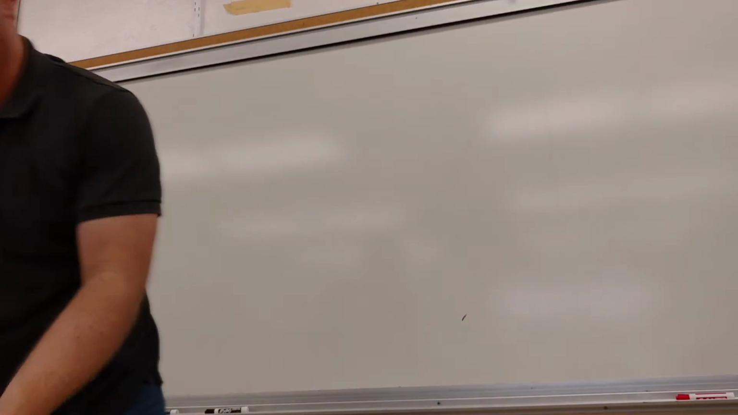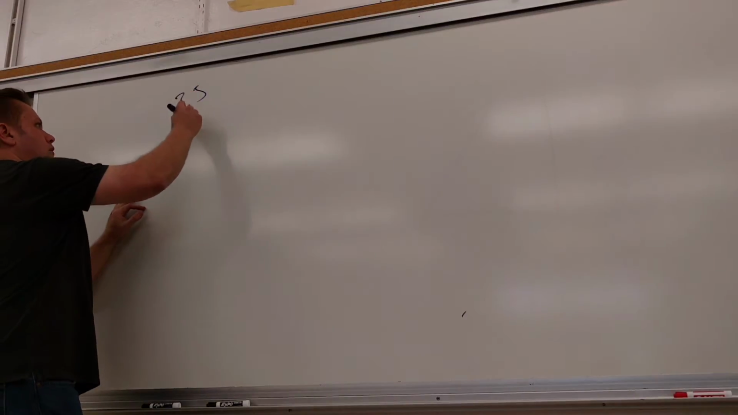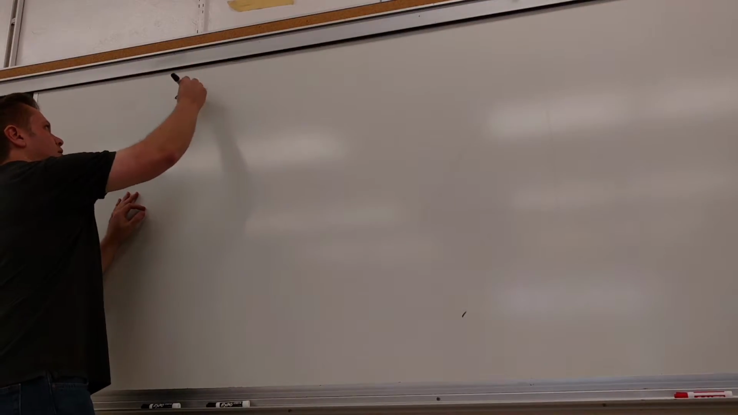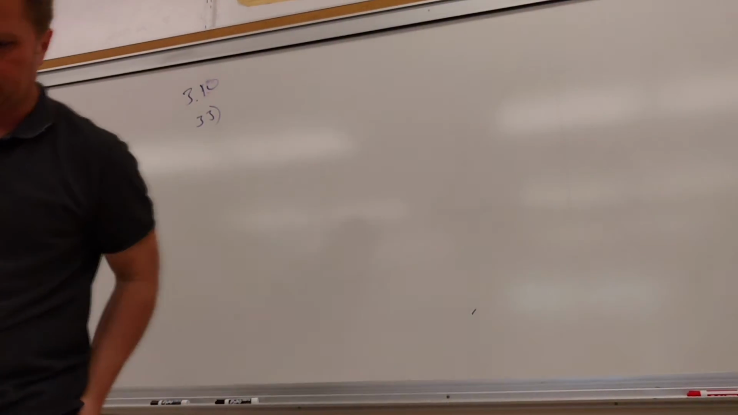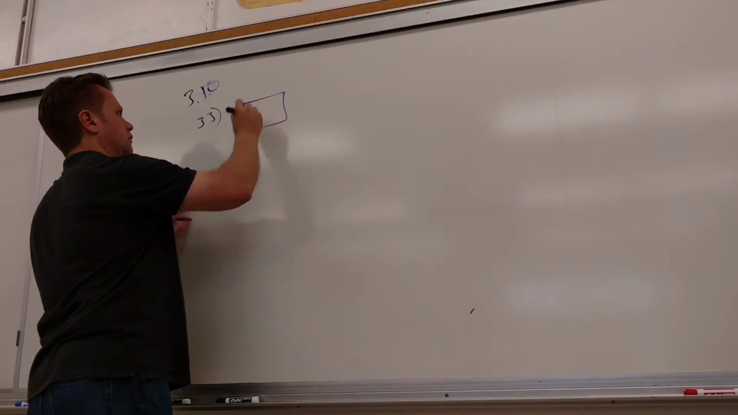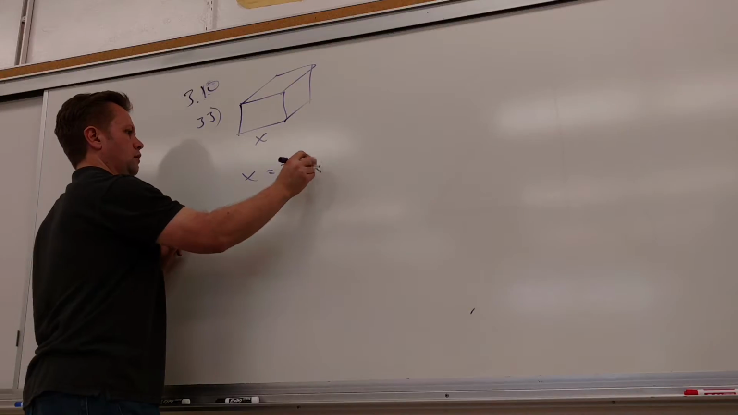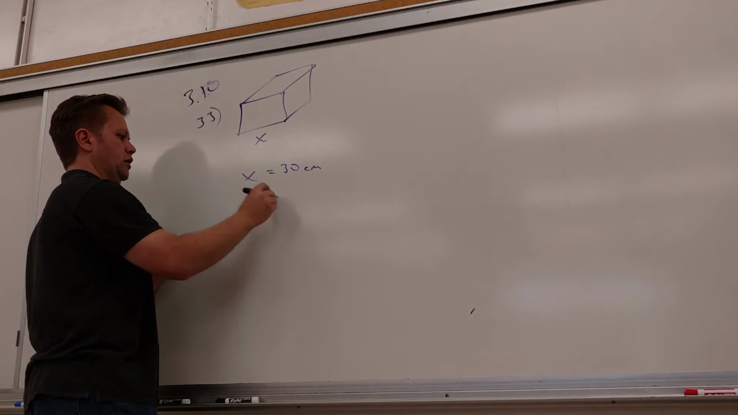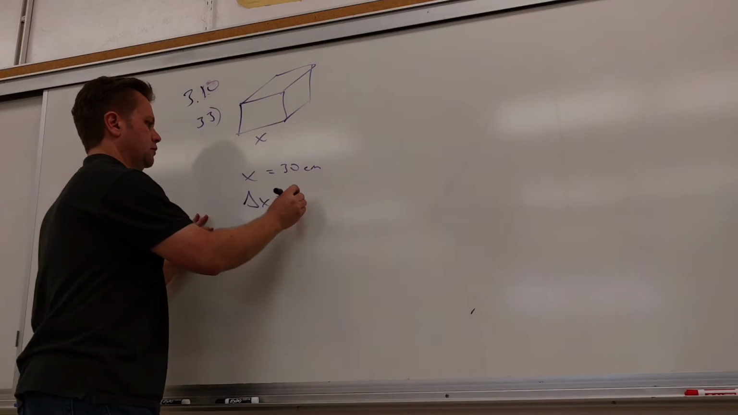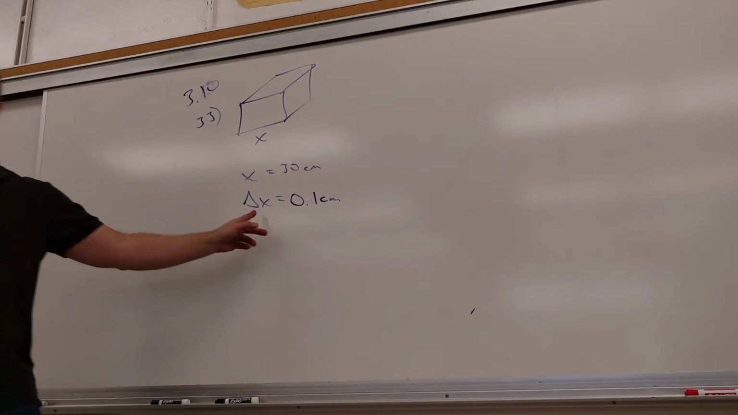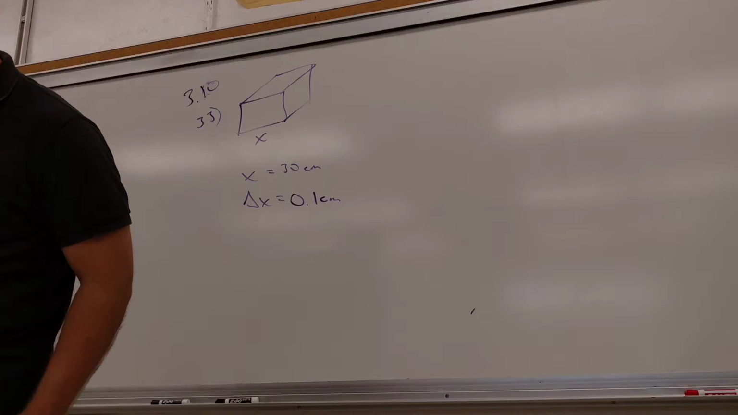So number 33, section 3.10, is linear approximation, but it also has the differentials in there. The edge of a cube was found to be 30 centimeters with a possible error of 0.1 centimeters. That's what delta x is. Use differentials to estimate the maximum possible error, relative error, and percentage error.